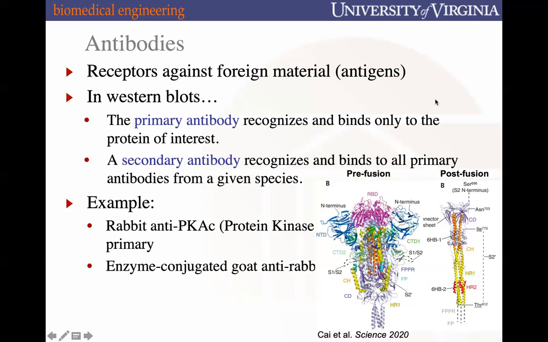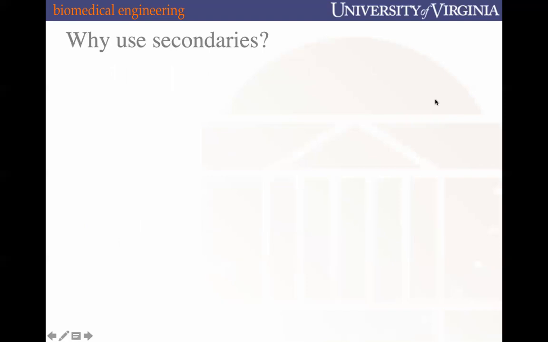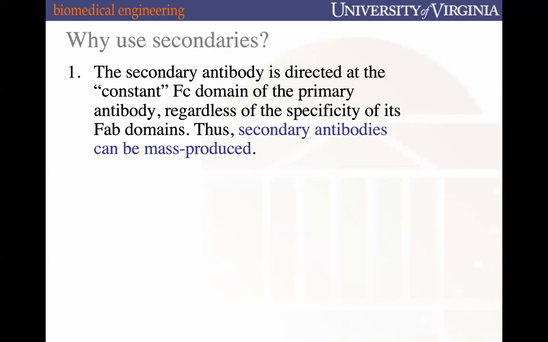All right. So why use secondary antibodies? The secondary antibody is directed against, like I said, the Fc domain of the primary antibody. Regardless of the specificity, the secondary antibodies can be mass produced because they're polyclonal. They're not meant to bind to a specific part of the Fc domain of the primary antibody, but rather can be mass produced and are easily made because they're polyclonal as opposed to monoclonal.